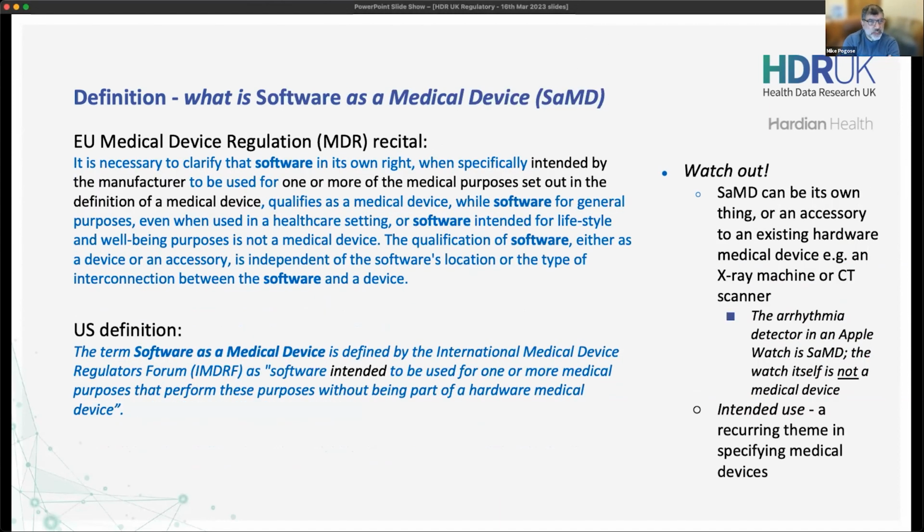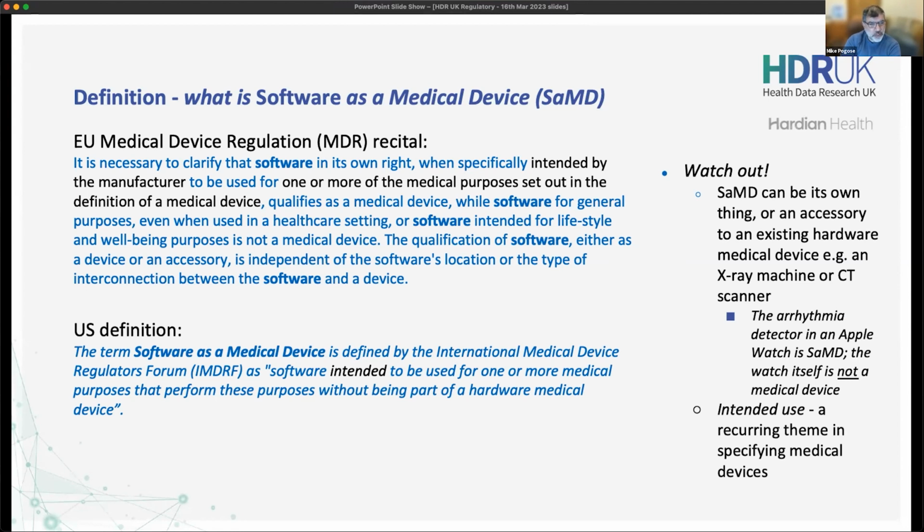So being a bit more specific about what is software as a medical device, I think the best piece of text to explain it is one of the recitals of the EU medical device regulation, which I've put at the top there. It is necessary to clarify that software in its own right, when specifically, again, intended by the manufacturer to be used for medical purposes set out in the previous slide, it's a medical device. While software for general purposes, then you can read the rest.